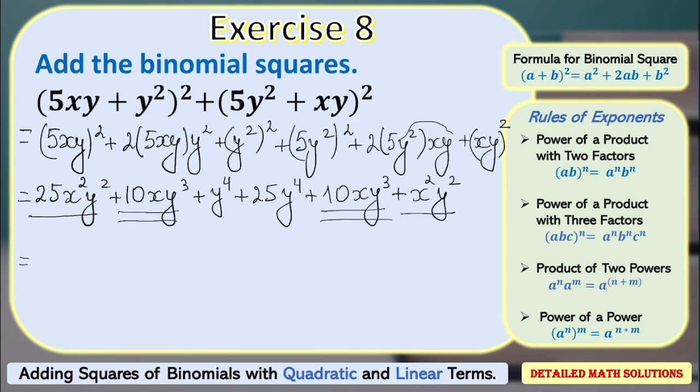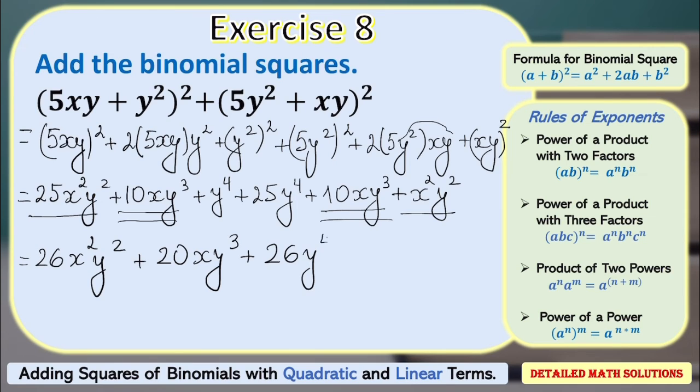Therefore, this expression equals 26 x squared y squared plus 20 xy cubed plus 26 y to the 4th power. This polynomial cannot be simplified further and is the final answer for this exercise.